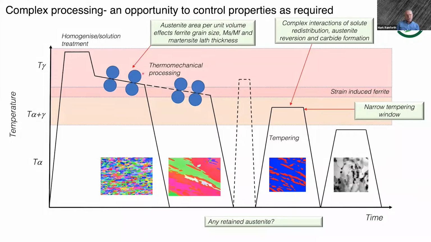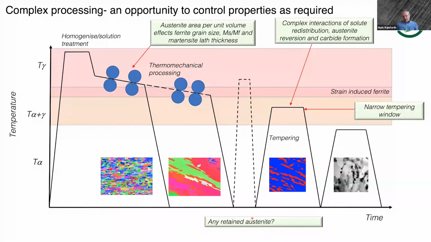So this shows the complex process route, not necessarily all bits for all steels, but as I mentioned, the austenite conditioning up here, there's a whole range of issues there about obviously recrystallization of austenite, and indeed whether we roll down into the intercritical region and get strain-induced ferrite, which gives us substantial modifications in microstructure further down. And then the austenite area per unit volume has effects clearly on ferrite grain size, but also on martensite start and finish temperatures, and indeed the structure of the martensite that is formed.